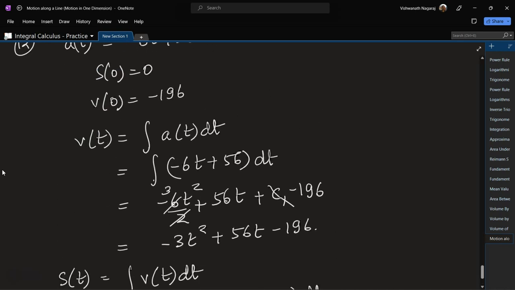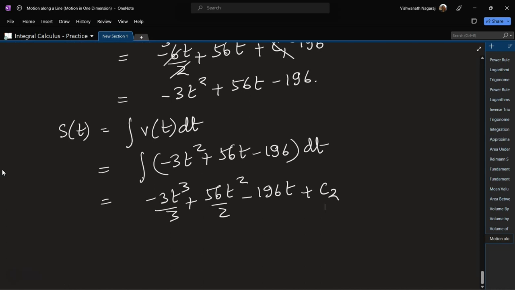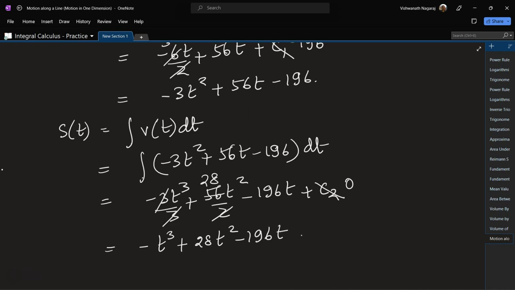But we are given that S of 0 is 0. So this will become 0. 3 cancels. 2 2s, 2 28s. So we have minus t cube plus 28t square minus 196t as the expression for displacement.